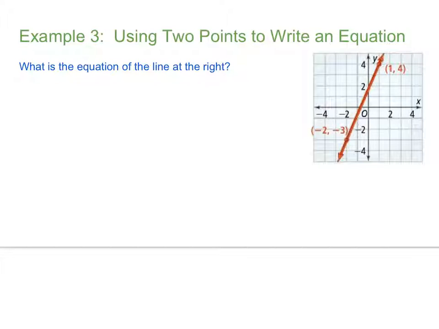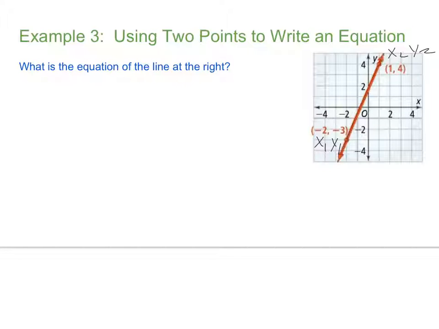Example 3, using 2 points to write an equation. What is the equation of the line at the right? Well, the key thing here is, again, just as we did with slope-intercept form, we need to label the x1s and the y1s. So let's let the first point be the 1s, and the second point be the 2s, because we have to find the slope first.